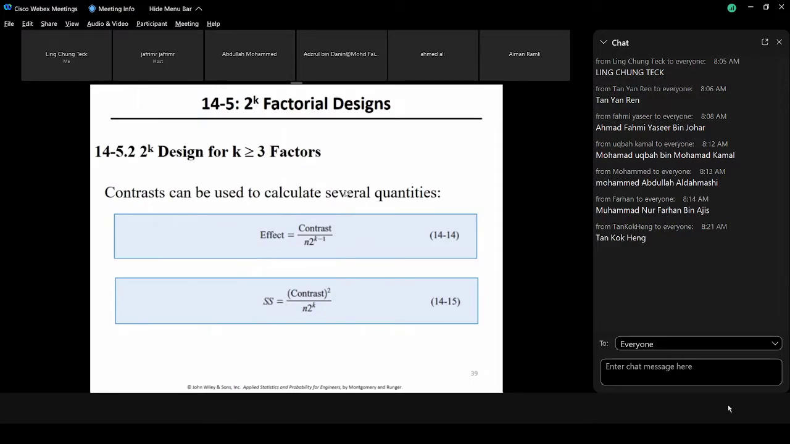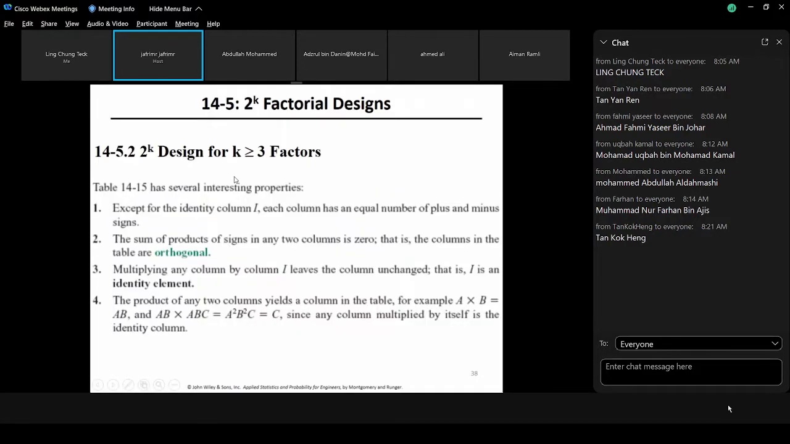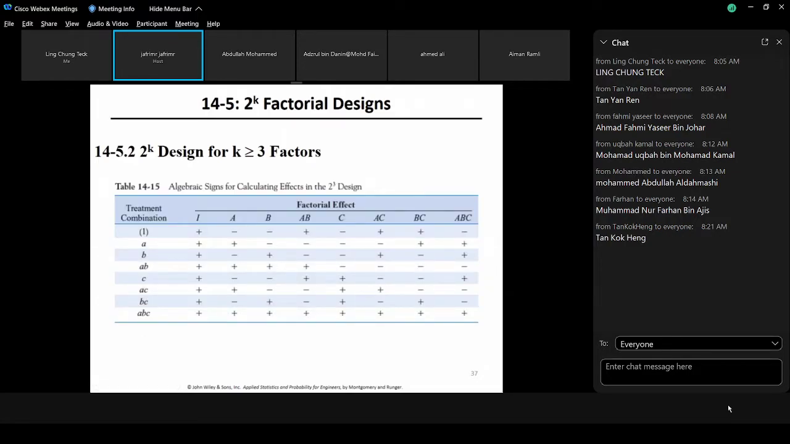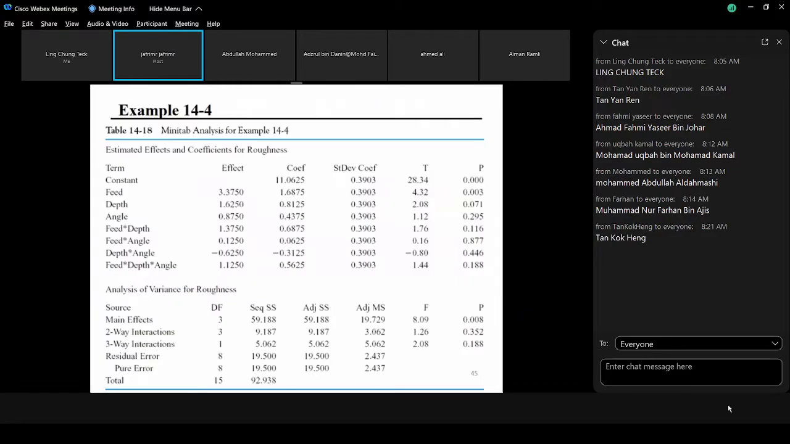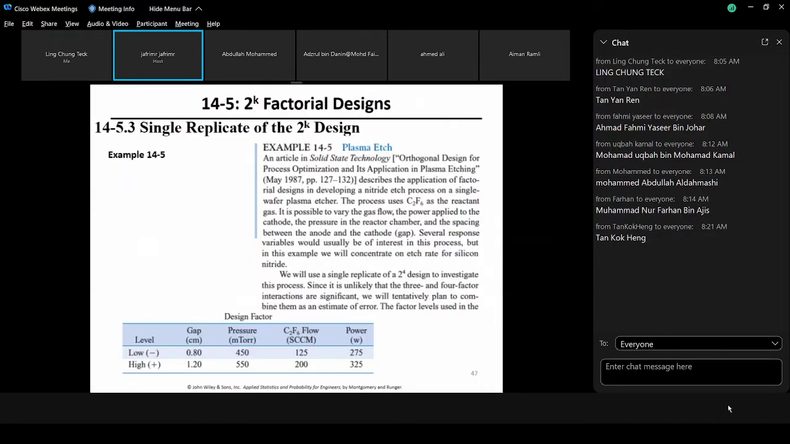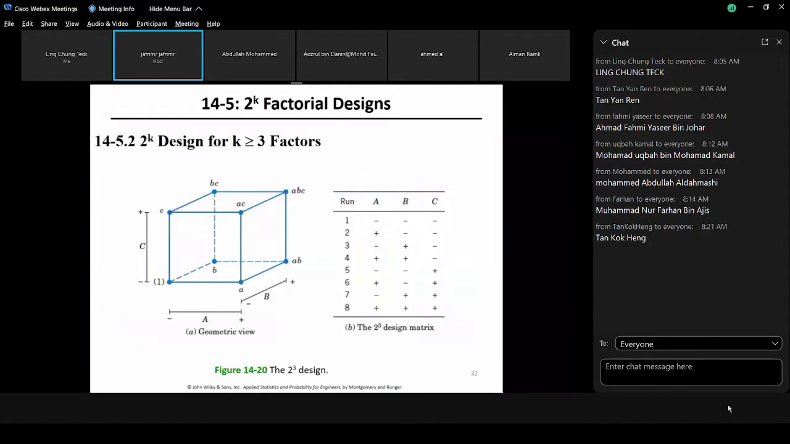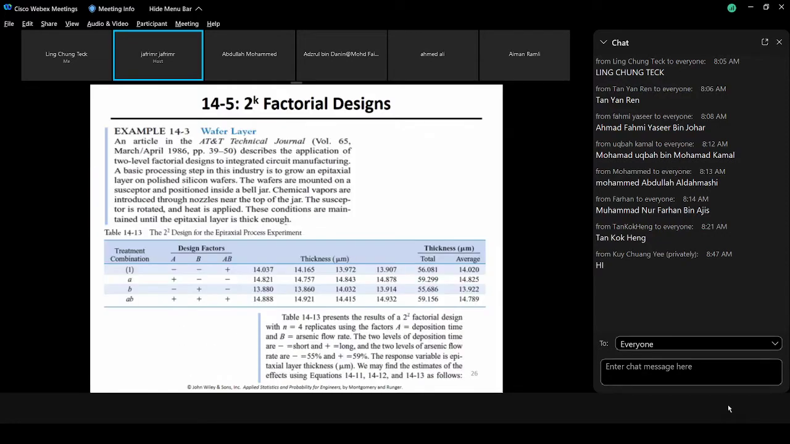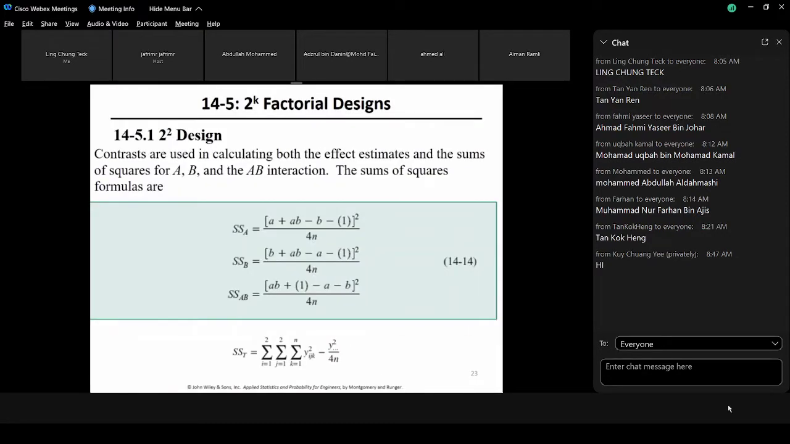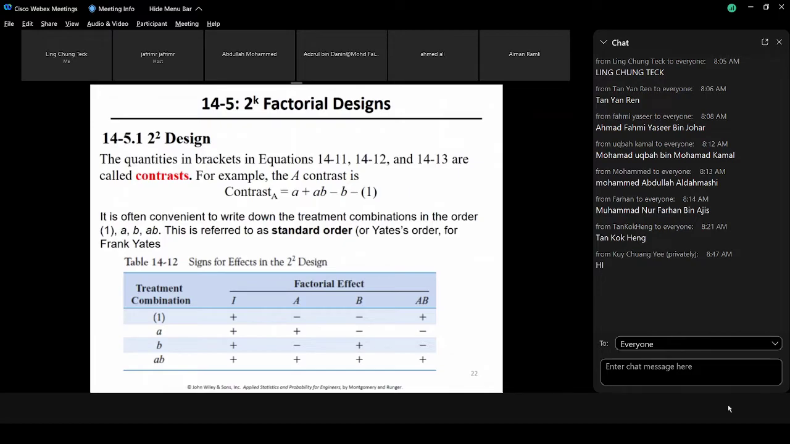I think I will get back to the original slides. Get back to our original slide because I want to introduce contrast. Here, that's how you do it. Why contrast? The contrast is used to calculate effects and sum of square. That's why you must be able to derive the contrast from this matrix.